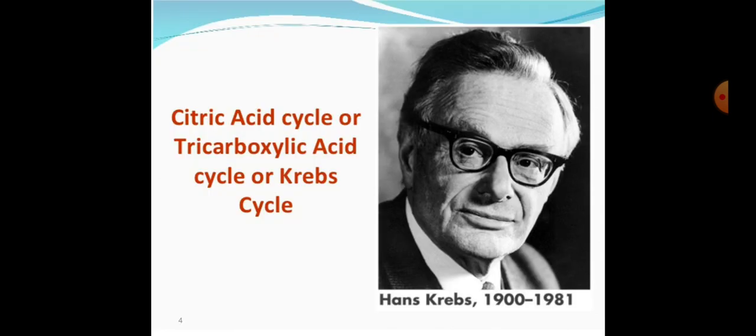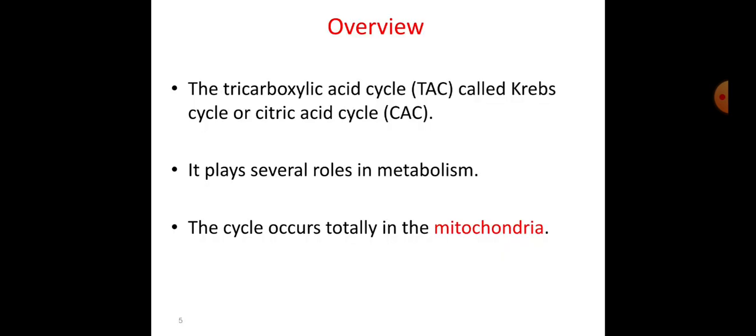Regarding the citric acid cycle, or tricarboxylic acid cycle, or Krebs cycle, all of these are named after this man, Hans Krebs. This scientist also discovered the urea cycle, so there is a link between the citric acid cycle and the urea cycle. It is a cycle, so let us see the overview.